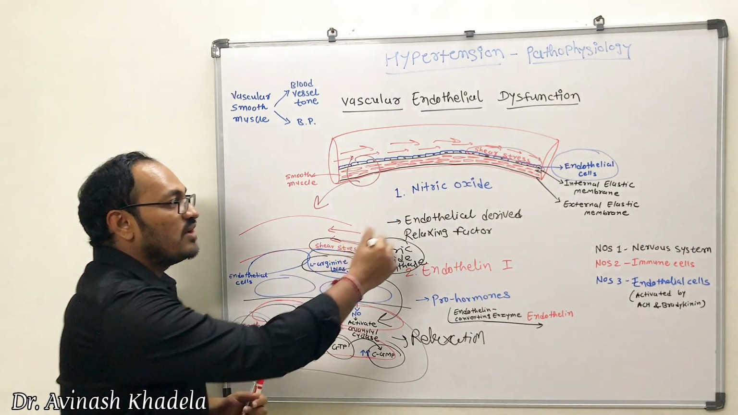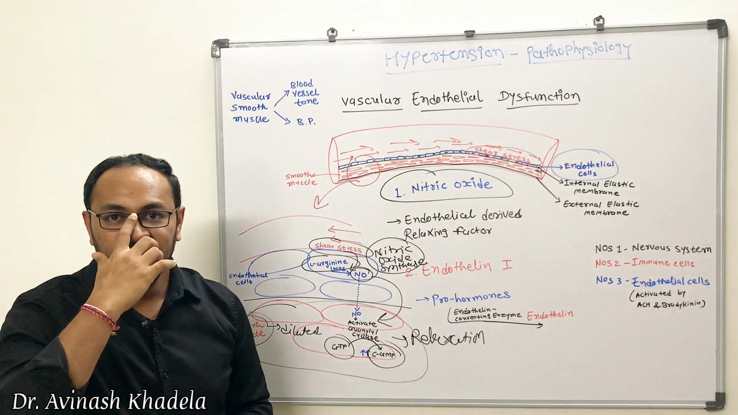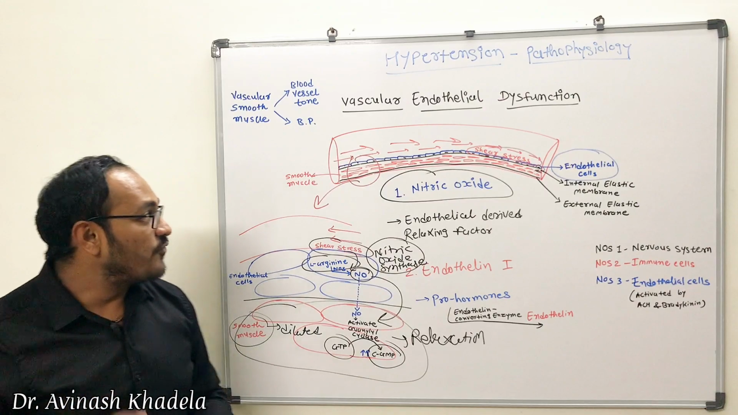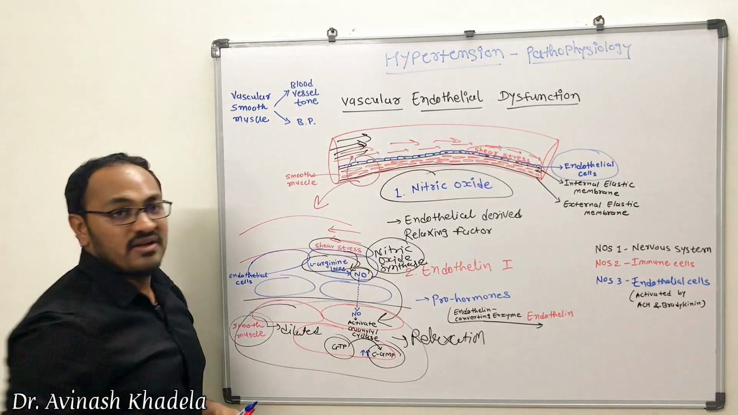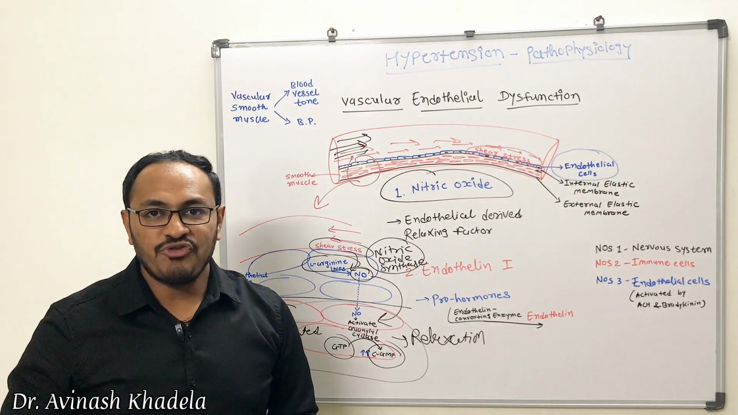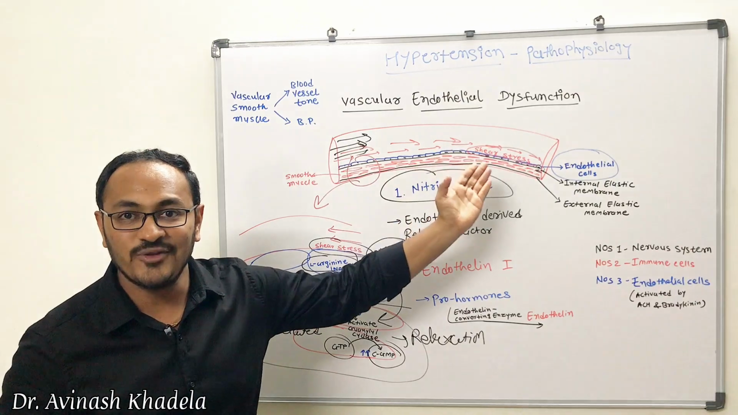So this is how nitric oxide is synthesized by the endothelial cell. Now let us understand what happens when there is a high, ultra high pressure inside the artery or vein, which leads to certain damage of the endothelial cell.